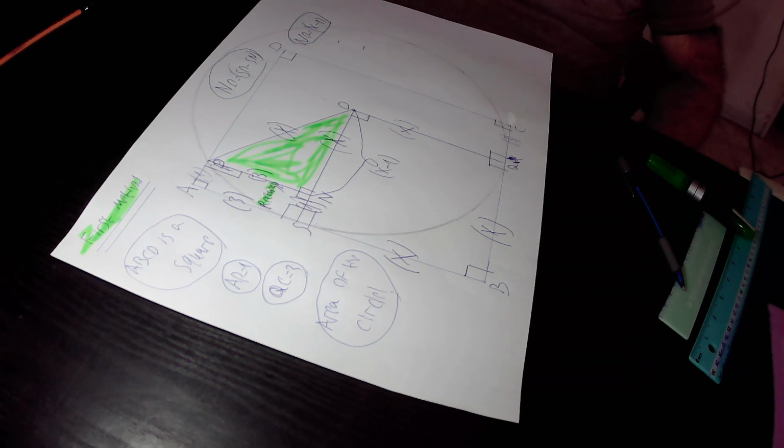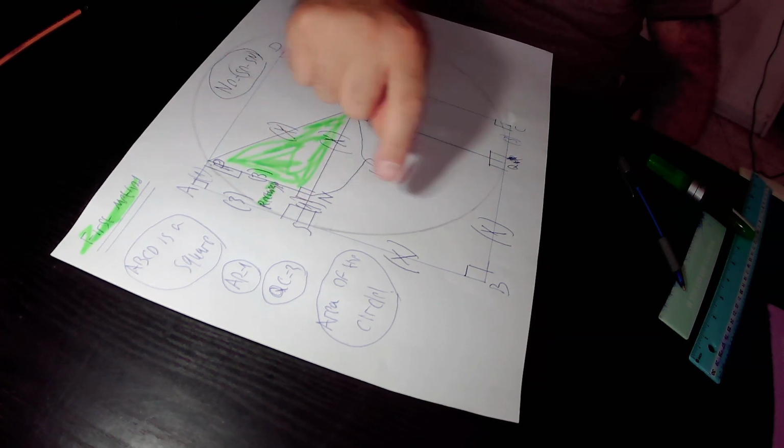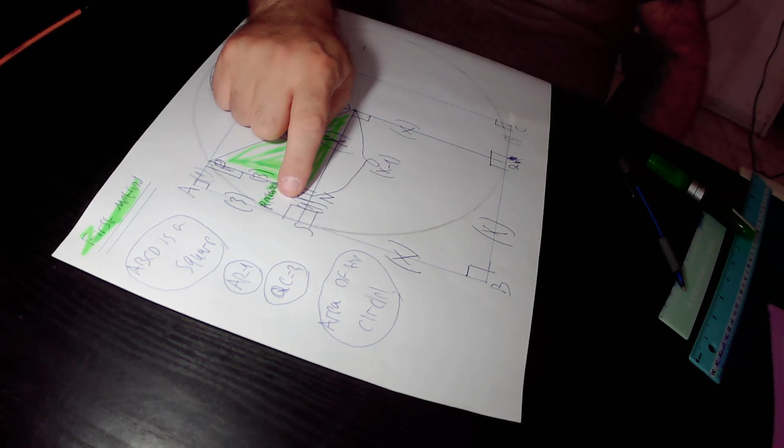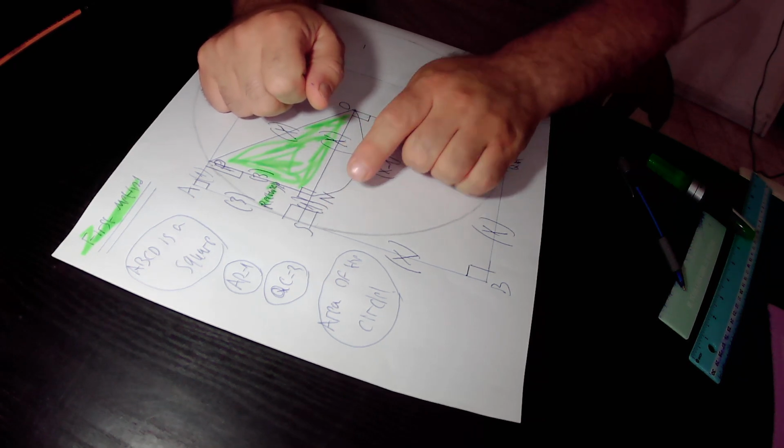And whenever a radius is drawn to the point of tangency, then tangent AB will be perpendicular to the radius SO. If AB is perpendicular to SO, it means that this angle equals 90 degrees, and this angle also equals 90 degrees according to rule 1.